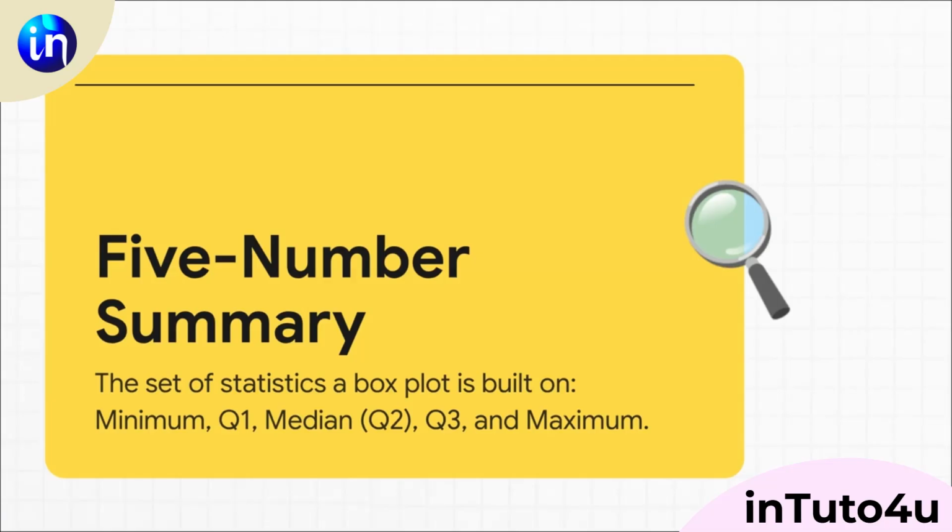The entire plot, the whole thing, is built on what we call the 5 number summary. It's simple, really. Once you sort your data from smallest to largest, these are just 5 key landmarks. The absolute smallest value, the first quartile, the median right in the middle, the third quartile, and the absolute biggest value. Everything starts right here.